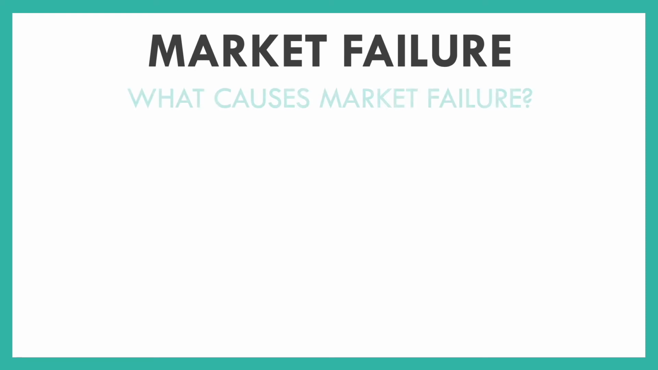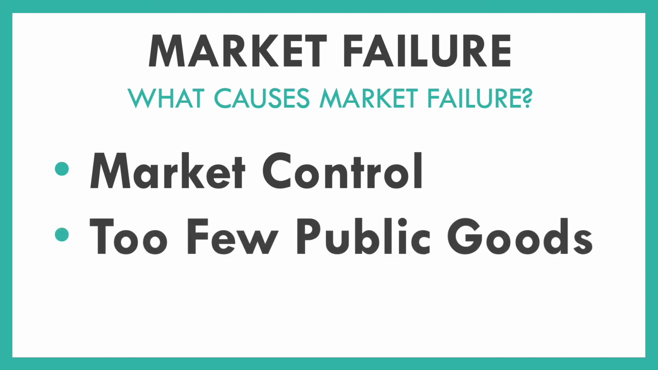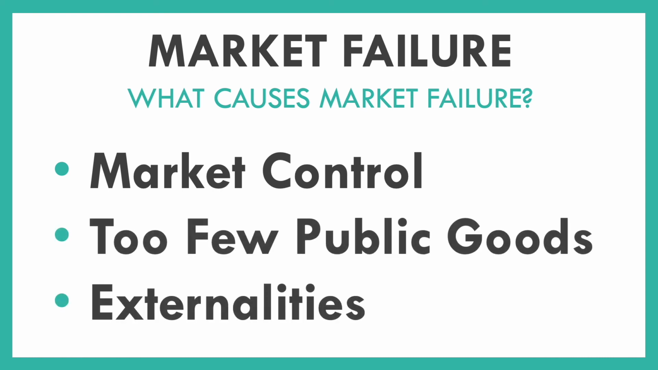And so what causes market failure to occur? Well, the three things we're going to be talking about today are the amount of control within the market, when we see there's too few public goods, and when we're dealing with something known as externalities.